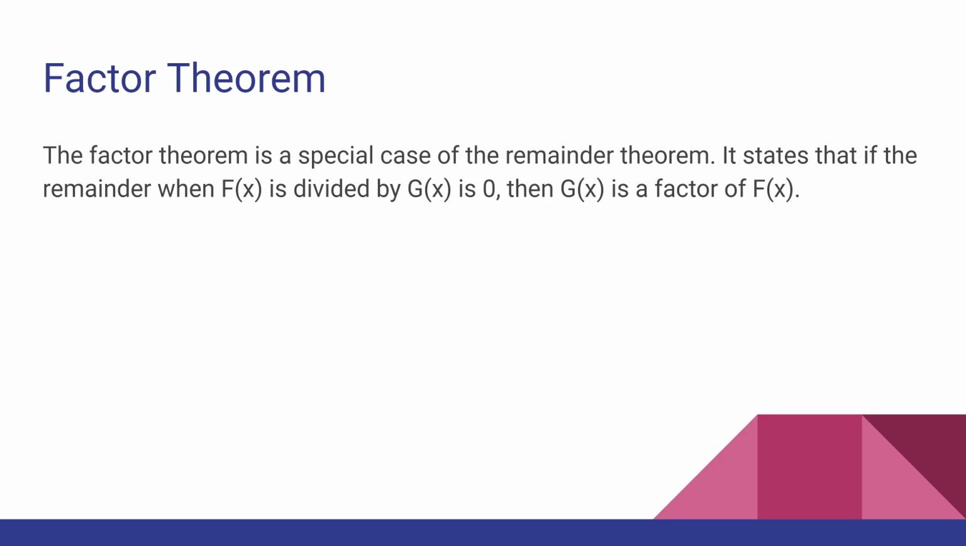And this is very similar to regular integer remainders. If we have 81 divided by 9, the remainder is 0, so therefore we know that 9 is a factor of 81.